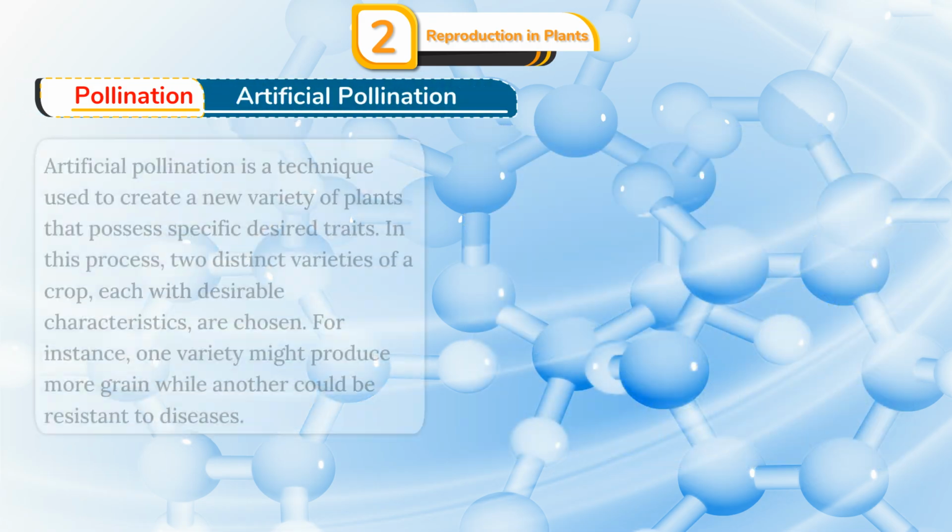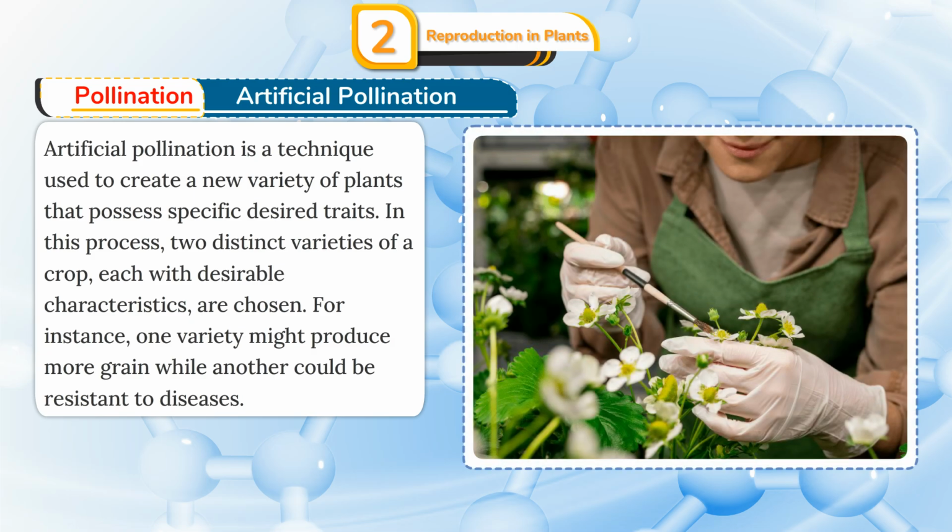Artificial pollination. Artificial pollination is a technique used to create a new variety of plants that possess specific desired traits. In this process, two distinct varieties of a crop, each with desirable characteristics, are chosen. For instance, one variety might produce more grain, while another could be resistant to diseases.